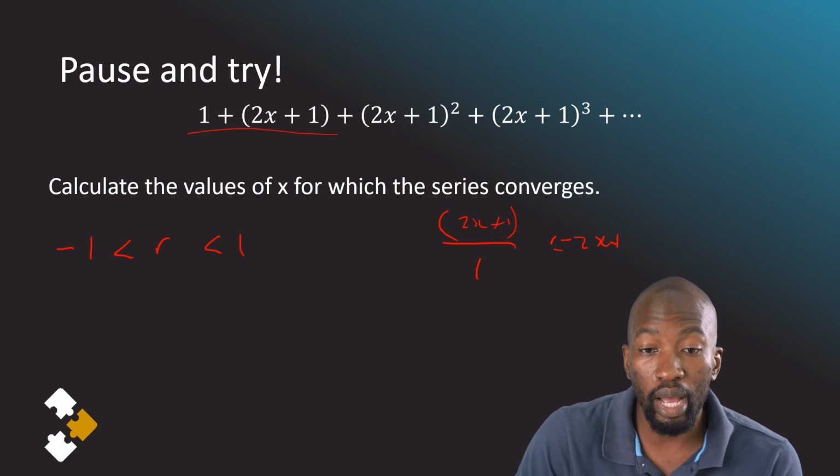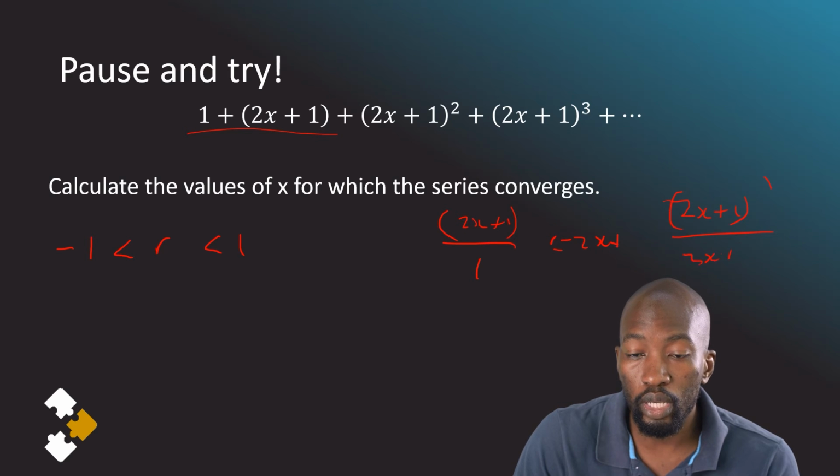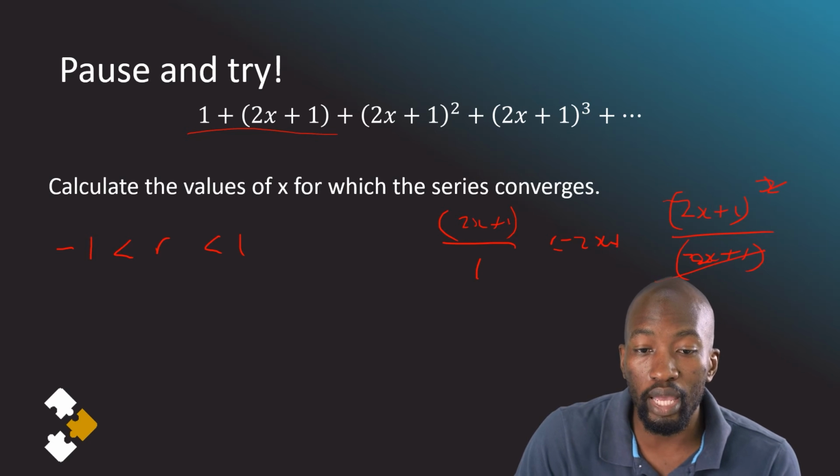And you can check this by taking t3 divided by t2. That will be (2x + 1)² over (2x + 1). That's a 2 right there. Then remember this is squared, so we know that this is going to cancel one there. So r is true, it is 2x + 1.